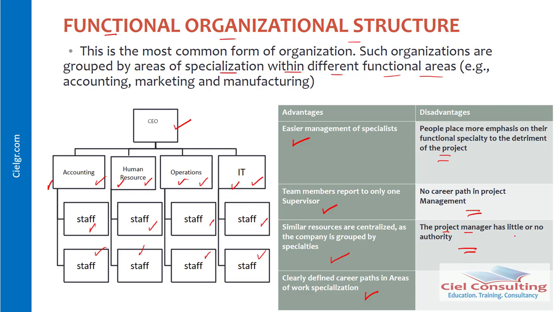So the project manager has little or no authority. That's why here we refer to anybody who is overseeing the project as the project expediter. This person basically oversees the project, but in order to take a decision, he has to refer to the functional manager to be able to take a relevant decision with regards to how the project will run.